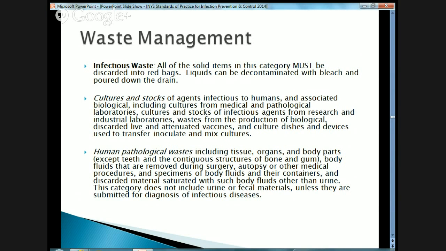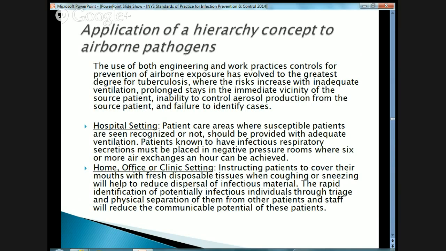If you have infectious waste, if you're doing cultures or stock agents of human products, that all goes into medical waste. And so there's human pathogen waste if you're doing any procedures in your hospital, in your work area.